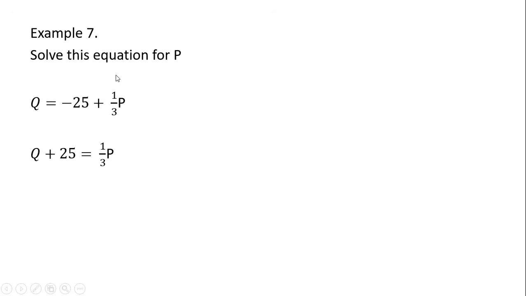Example 7, we want to solve this equation for p. So we got this equation, and we want to solve it for p. So the first thing I do is I add 25 to both sides. I just want to isolate the p term, so I add 25 to both sides. So minus 25 will disappear on the right-hand side, and we'll add 25 to the left-hand side.